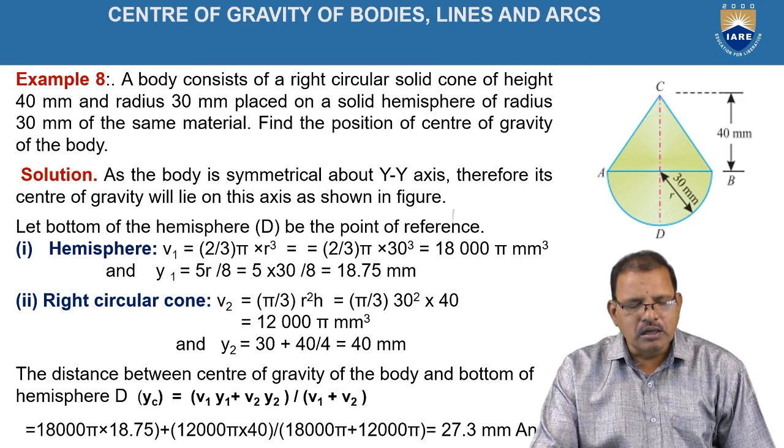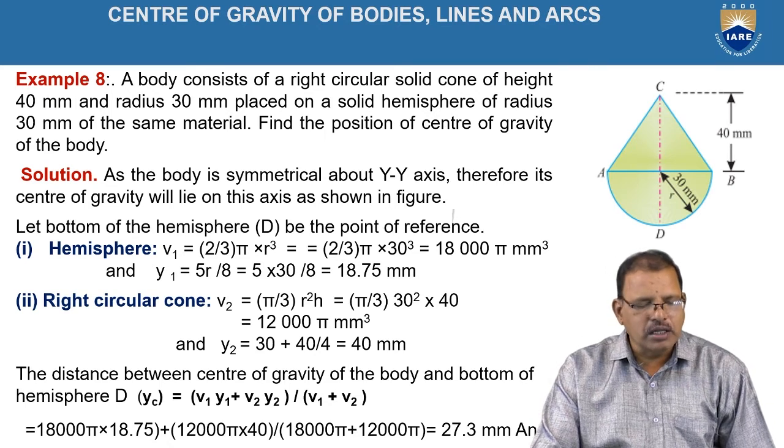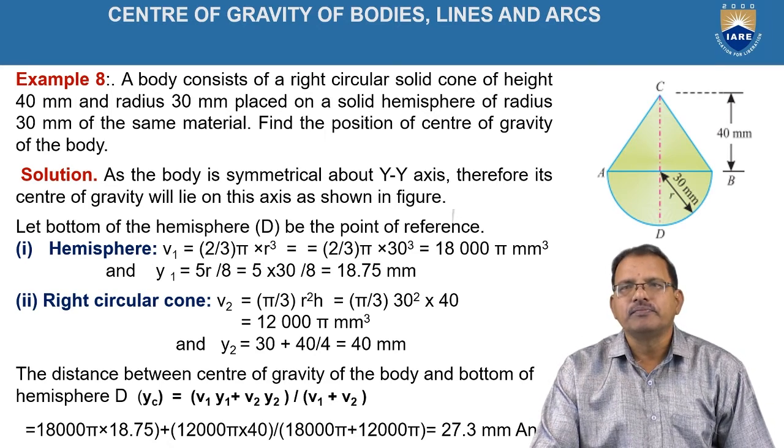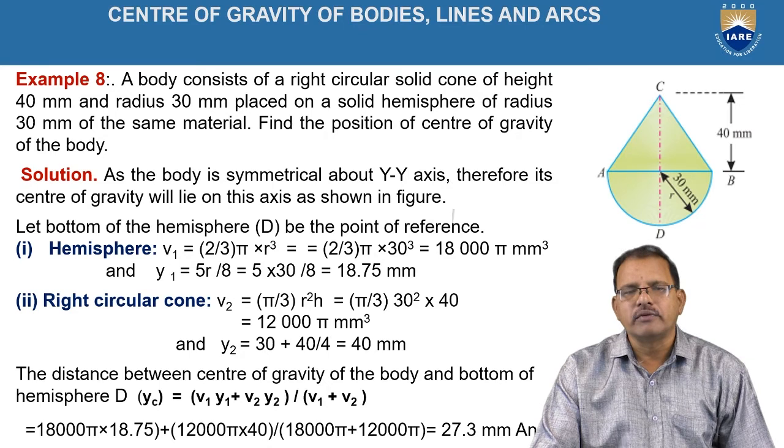problem. A body consists of a right circular solid cone of height 40 mm and radius 30 mm, placed on a solid hemisphere of radius 30 mm of the same material. Find the position of the center of gravity of the body.